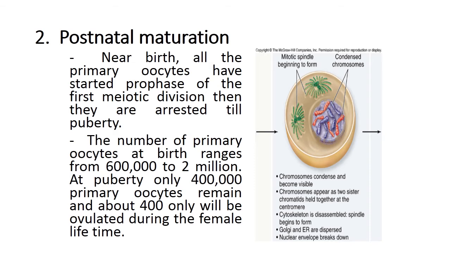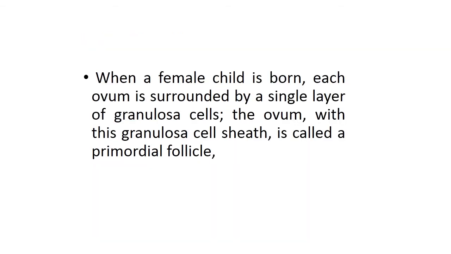When a female child is born, each ovum is surrounded by a single layer of granulosa cells. The ovum with this granulosa cell sheet is called a primordial follicle. That is, when a female child is born, at that time the primordial follicle has an ovum with a single layer of granulosa cells.